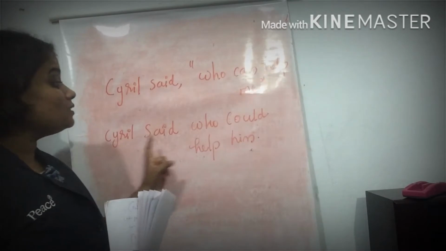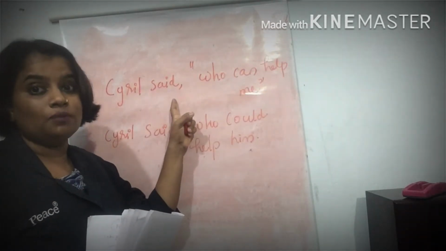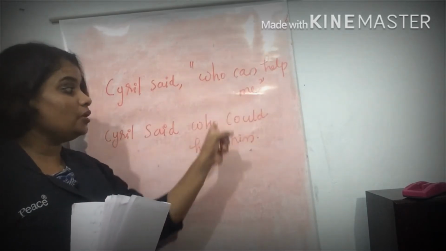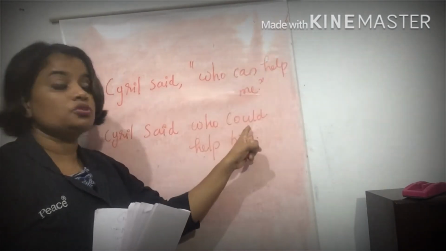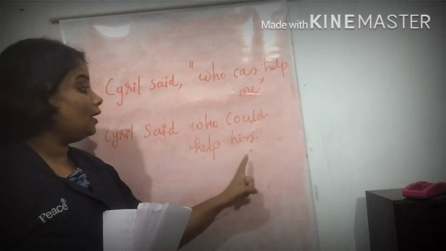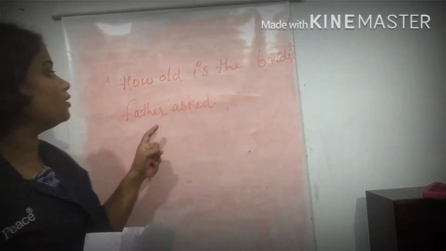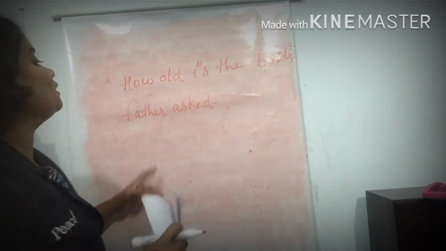So, Cyril said, there is no object of the reporting verb. So you can use Cyril said, who, the same I am writing. Who could, can changes to could. Who could help him? For example, I am going to keep it over here. So, try to transform the statement along with me. Okay, are you ready? Then come.